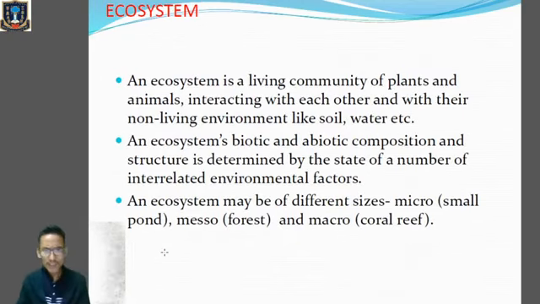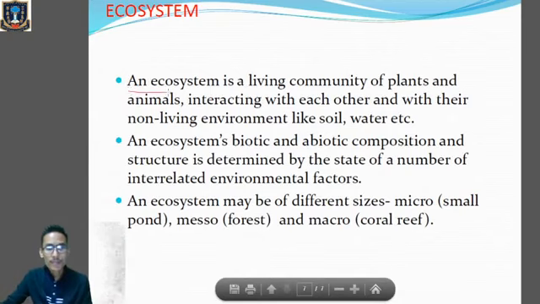Now we'll discuss the ecosystem. What is ecosystem? Under ecosystem ecology, it helps in the study of interaction between the living component and the non-living component along with their environment. Here we are going to discuss the ecosystem, so kindly note the definition.